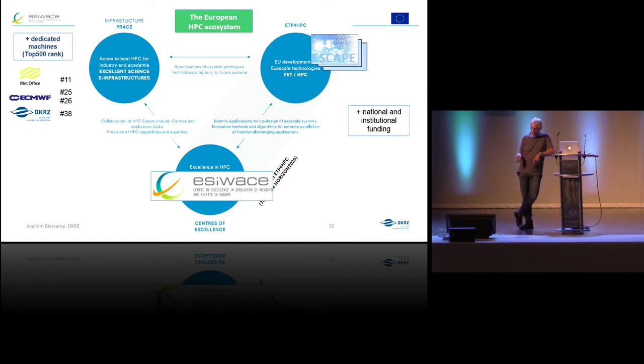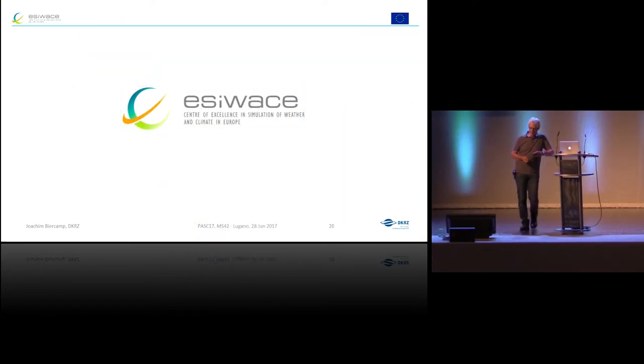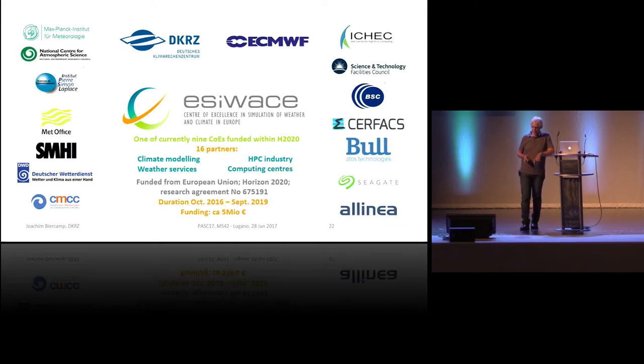And within these centers of excellence, as they are called, there are nine of them. Yesterday we learned in a keynote that three of them are dedicated to material science. We have one, which I am coordinating, which is on climate and weather, bringing together climate and weather scientists in Earth system modeling.